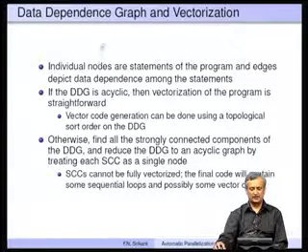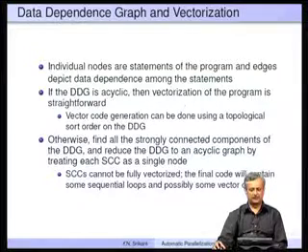Now, what exactly is a data dependence graph and how is it related to vectorization? You take each statement. We are considering source statements, we are not looking at binary or intermediate code here. So, each statement is a node in the data dependence graph. Individual nodes are statements of the program and edges depict data dependence among the statements. We are going to see some examples to understand all this better.